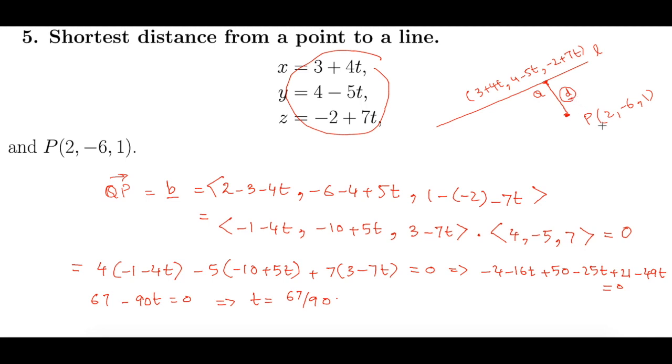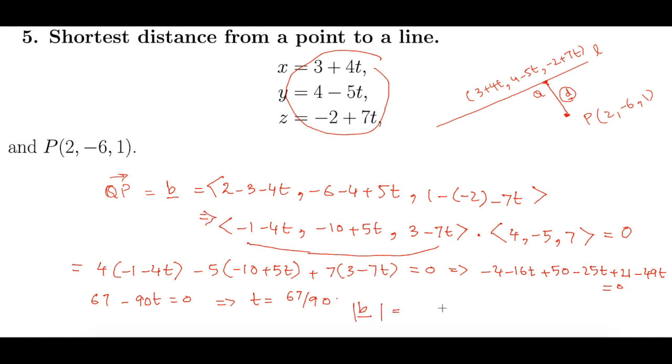We are interested in the distance between this and this. Correct? And so this means all we have to do is we are interested in the magnitude of this vector, correct? So we are interested in the magnitude of b.